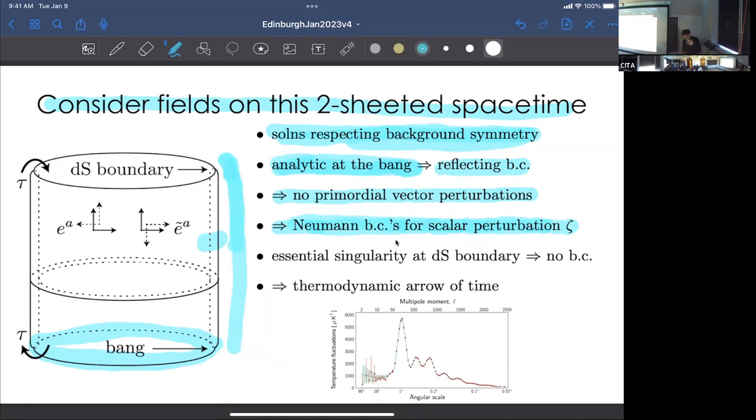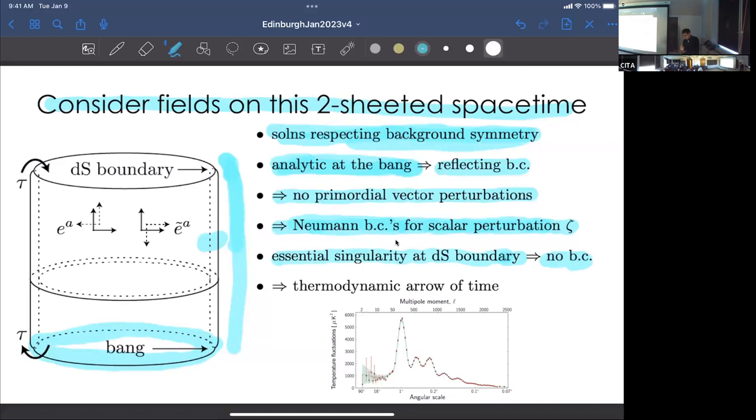Would we get the same sort of argument there? And the answer is very interesting. The answer is no. If you look at how the solutions of the wave equation behave up near the future boundary, they have an essential singularity up there. So there is no corresponding reflecting boundary condition at the future boundary.